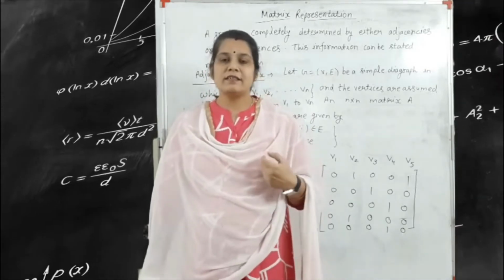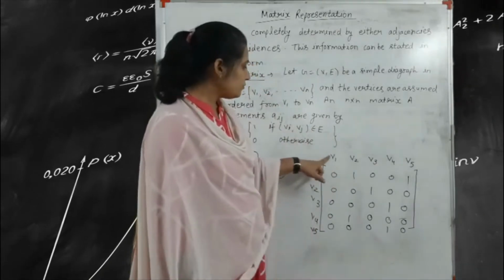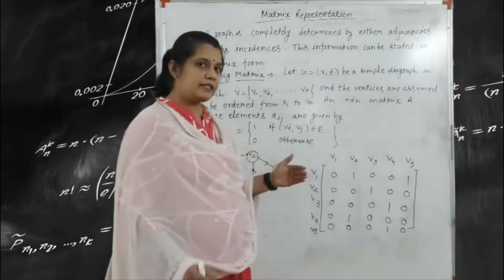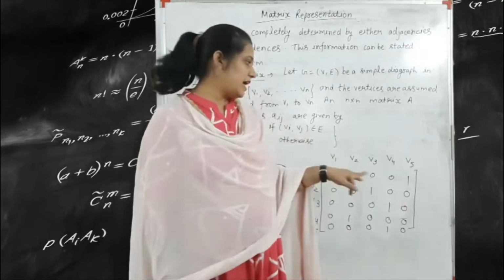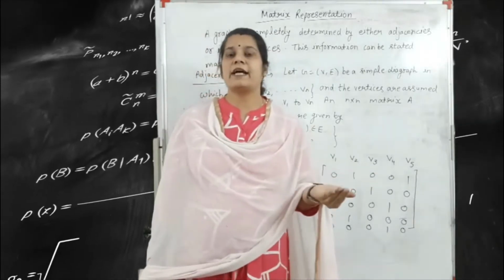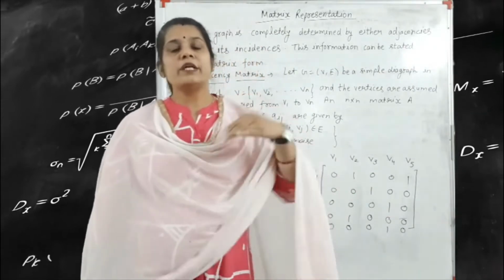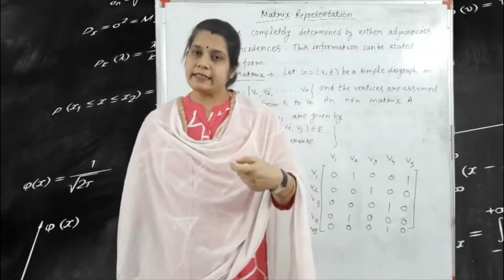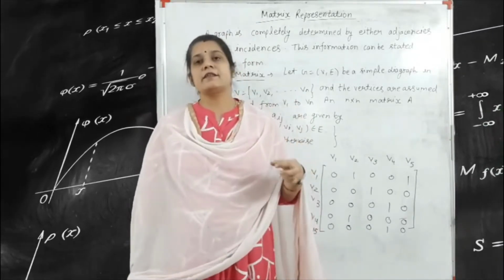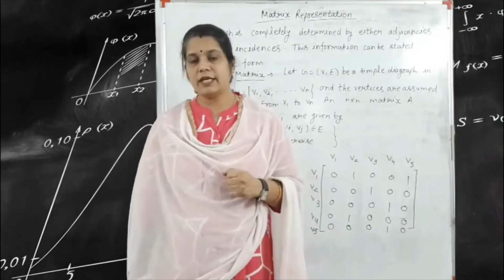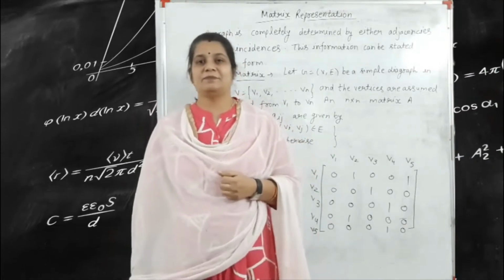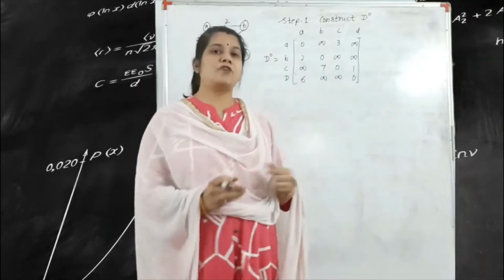So listen here. In the plain matrix representation, if your vertex is directly connected, you write 1, otherwise you write 0. In the Warshall algorithm, if your vertex is directly connected, you write the given weight. Otherwise you write the infinity sign. This is the example of the Warshall algorithm.